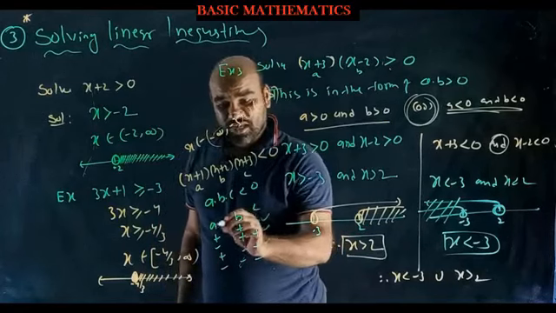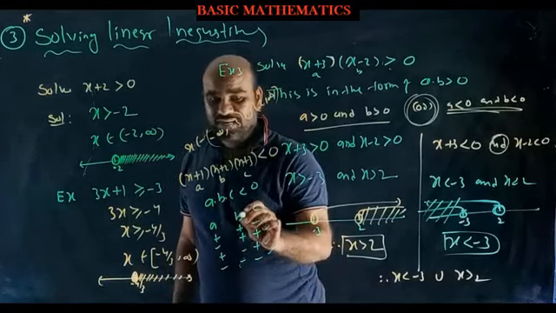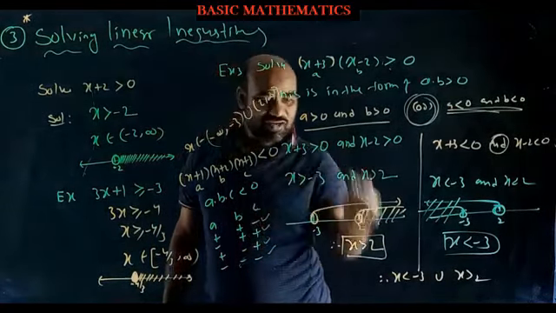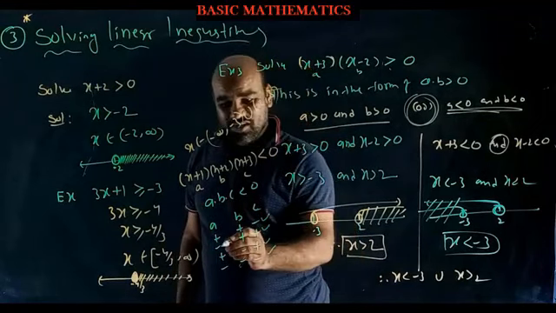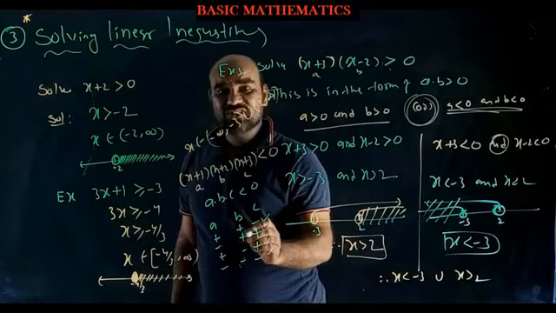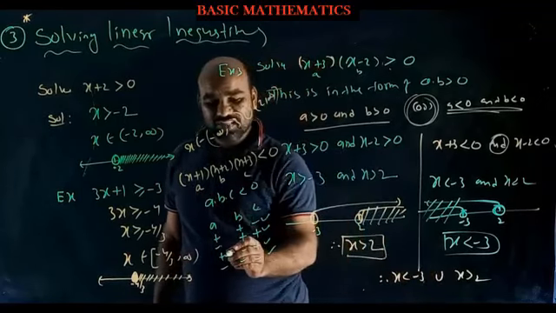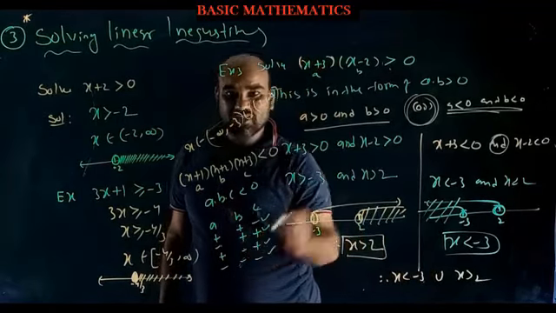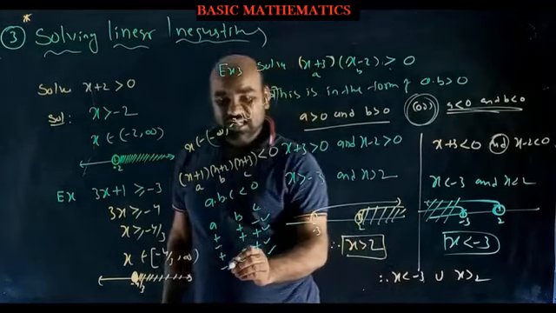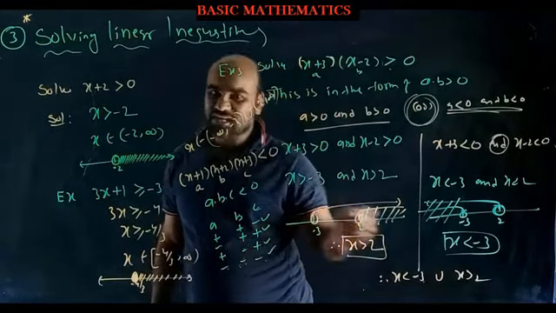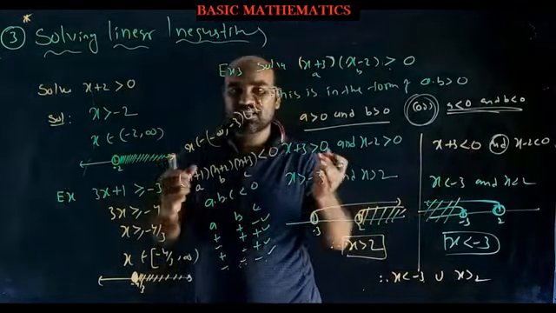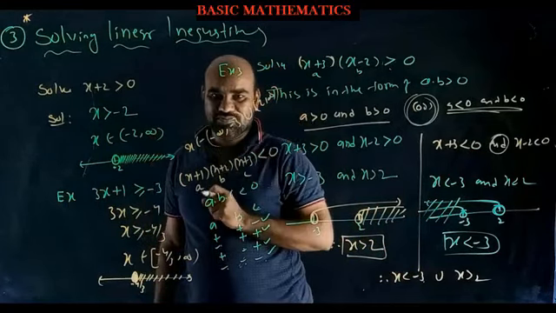Meaning a greater than 0, b greater than 0, c less than 0, we get one common x. A less than 0, b greater than 0, c greater than 0, another common x. A greater than 0, b less than 0, c greater than 0, another common x. A less than 0, b less than 0, c less than 0, another common x. So we need to combine all those. That is the required solution of this problem.